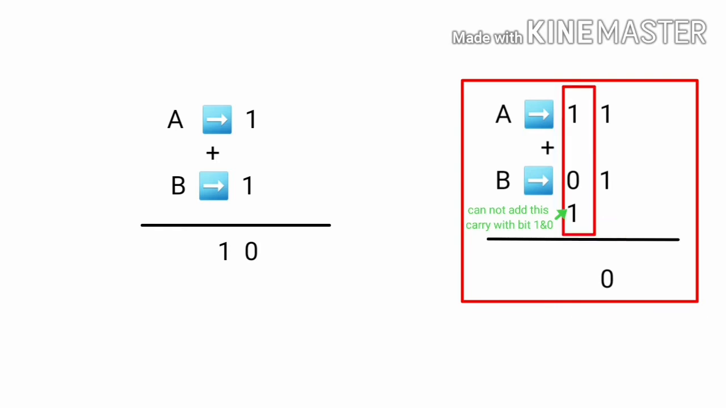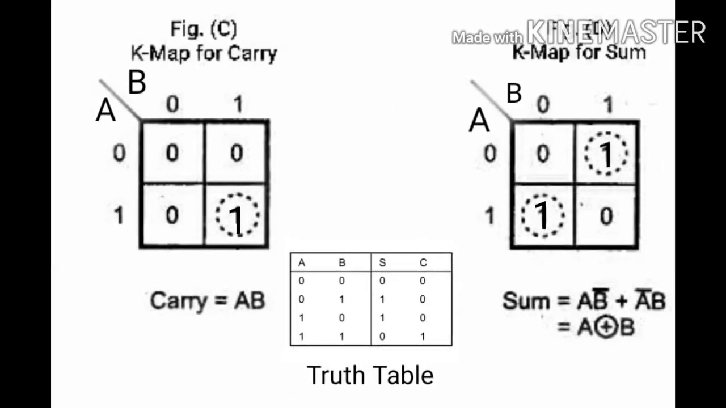So for this reason we need to use full adder. This is the disadvantage of half adder which can be overcome by full adder. Full adder we will discuss in the next section. Now let's figure out the circuit diagram for half adder.